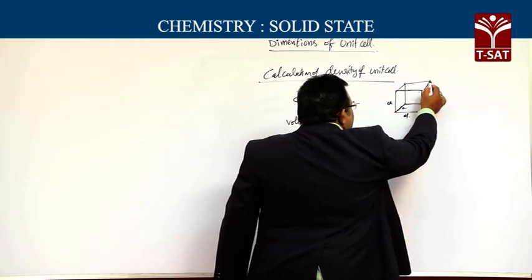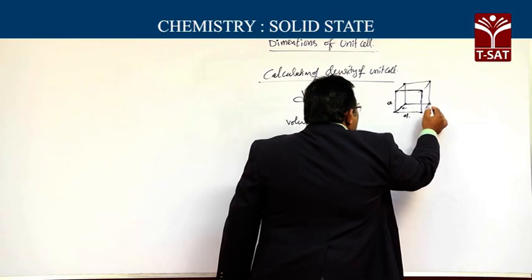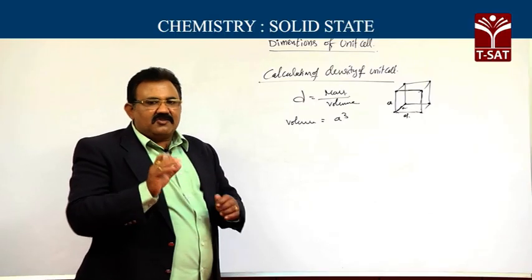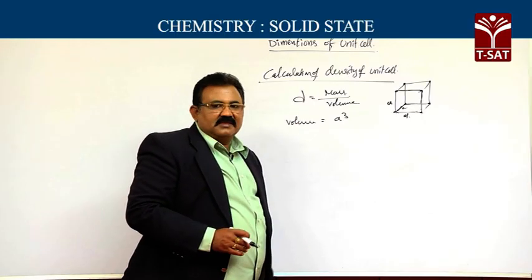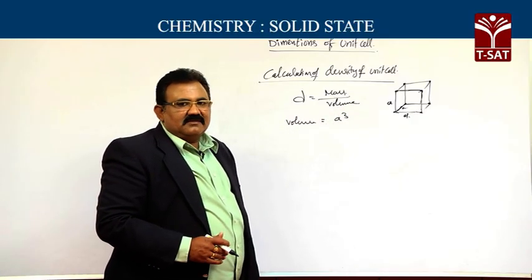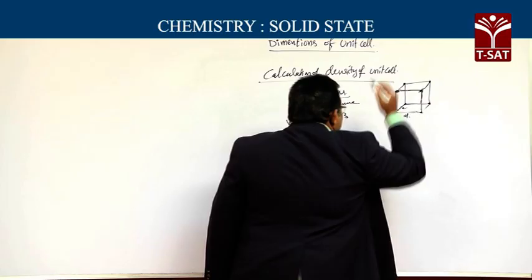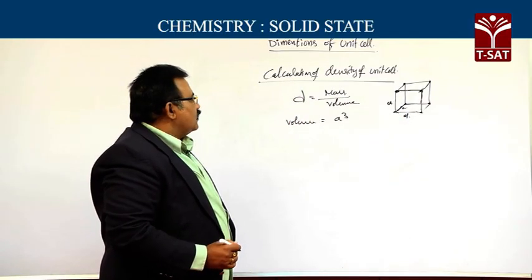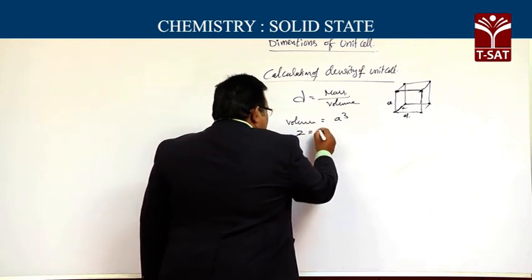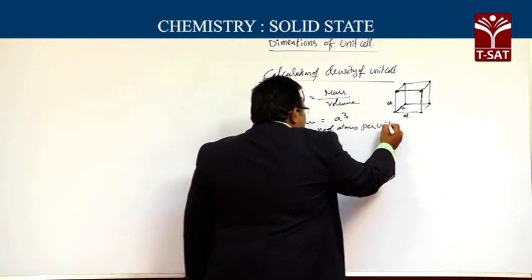Here in this unit cell, several lattice points are present. In each lattice point, the atoms or ions, whatever may be the constituent particles, are present. The total number of particles in the unit cell, you have to calculate first. Total number of atoms per unit cell, Z, number of atoms per unit cell.